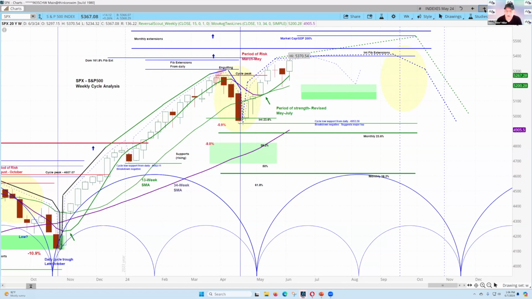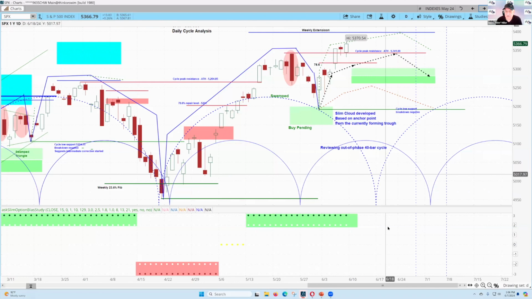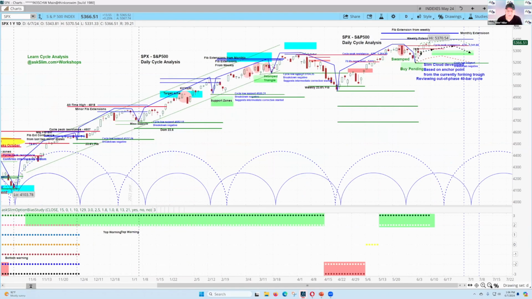Let's look over here, as now, again, the momentum in here is strong on the weekly chart. On the daily chart, well, we still have strong momentum. On the bottom here is the option bias study. Now, if you use that option bias study to bias your option positions, you will see that it keeps you in the right direction of the market.